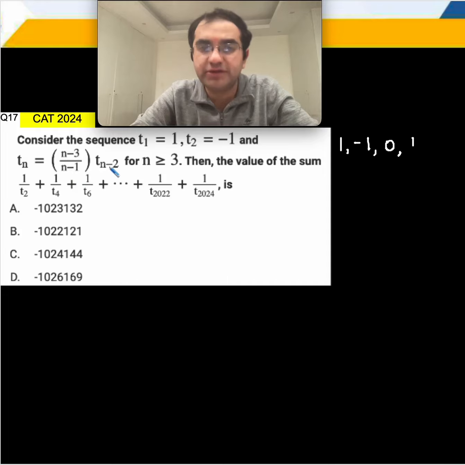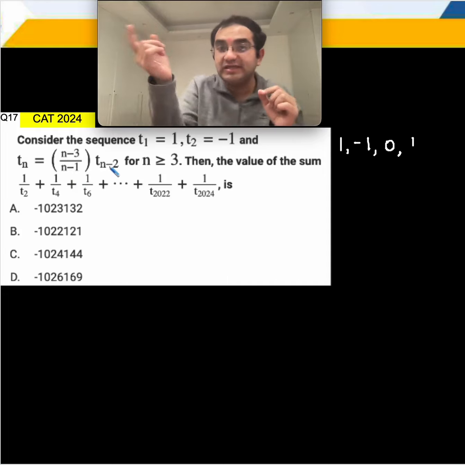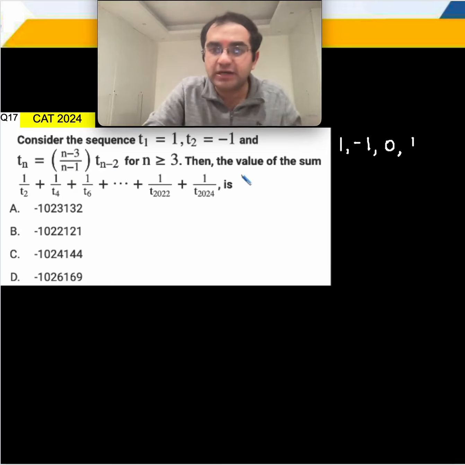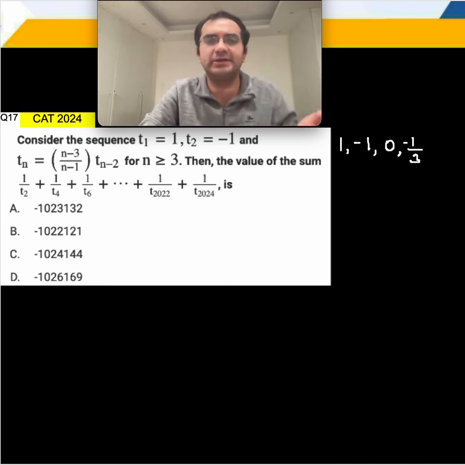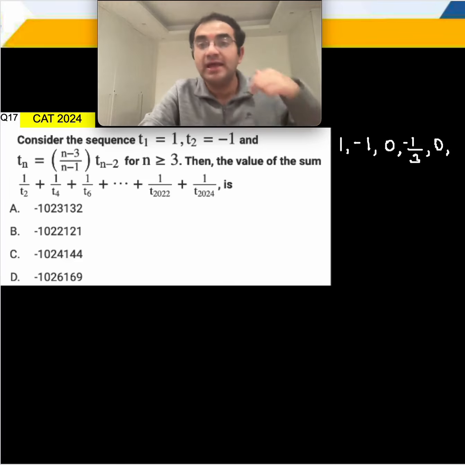So 1 upon 3 into tn minus 2 क्या है? Second last term. 1 upon 3 into second last term, that is minus 1 से multiply करना है. So you will get minus 1 upon 3. So next, for the next term, the second last term will be 0. So वो multiplication में 0 आ जाएगा.